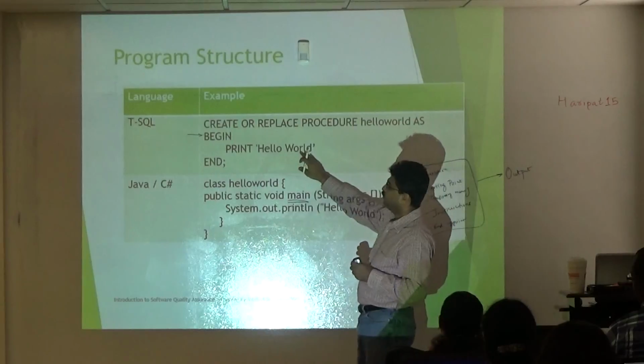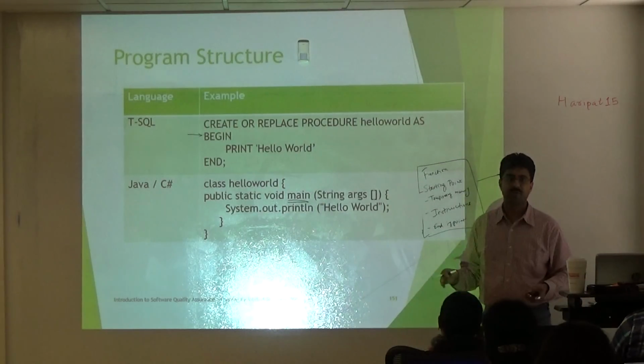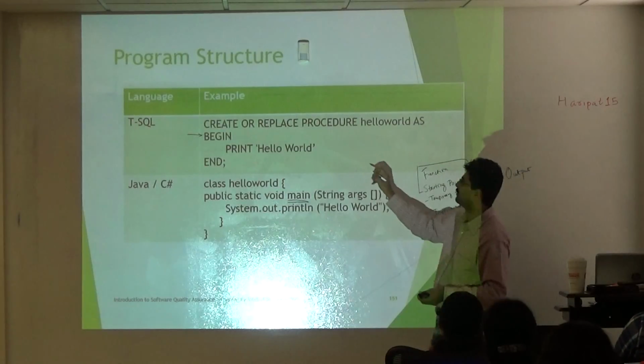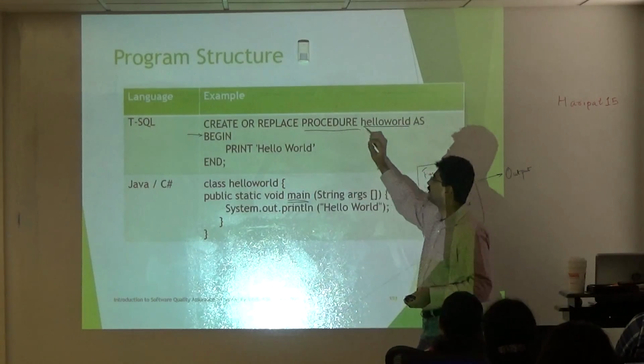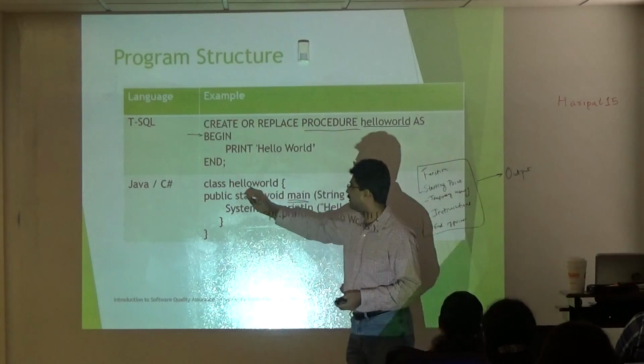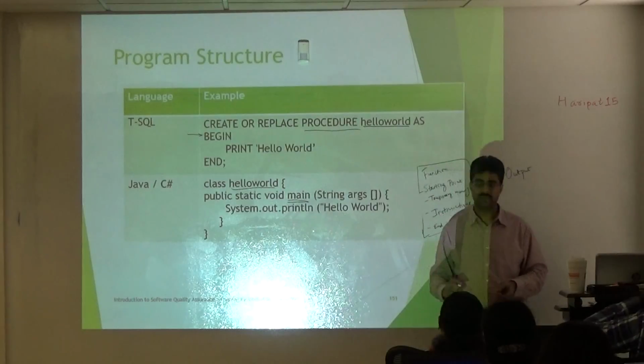Now, there is also going to be a name of this particular function that you're trying to access. In this case, the name is this procedure, hello world. In this case, the name is this class, hello world, and the method name.